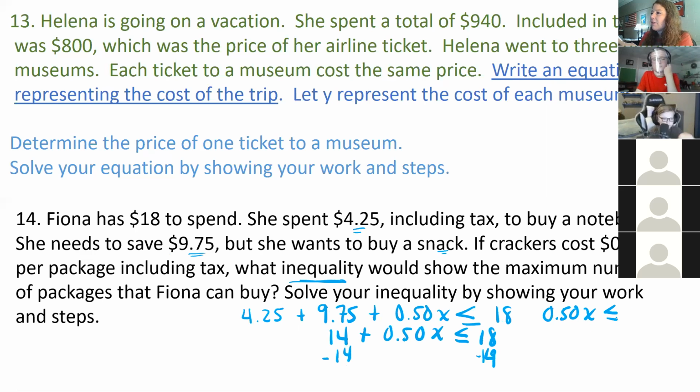So the number of crackers times 50 cents has got to be less than or equal to 4. Now the final step is to divide both sides by 50 cents. So she can afford what? 8 crackers or less.